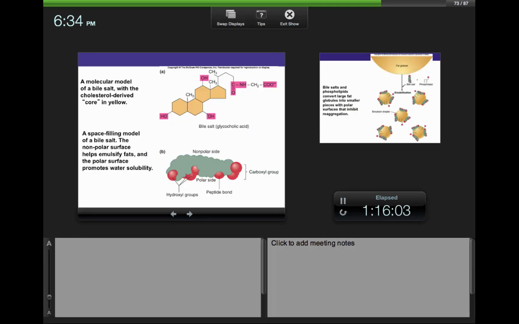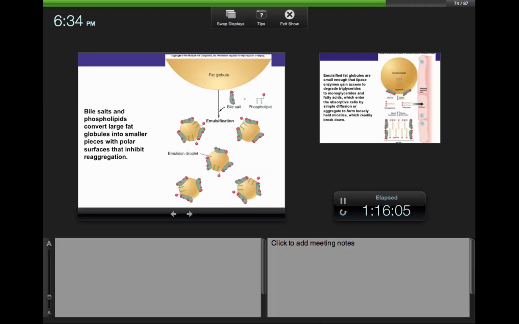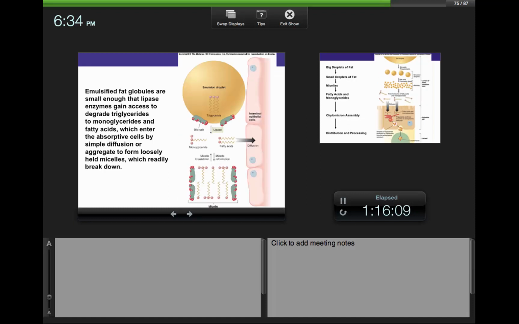Okay, so going back, let's talk about fat digestion. The bile helps to emulsify the fats. Then the lipase can get into the smaller fat droplets and start to break them down. This is an enzyme that breaks the fat down to monoglycerides and fatty acids. Now they'll toggle back and forth between these micellar formations. These are micelles. They're kind of like plasma membranes in a circle.